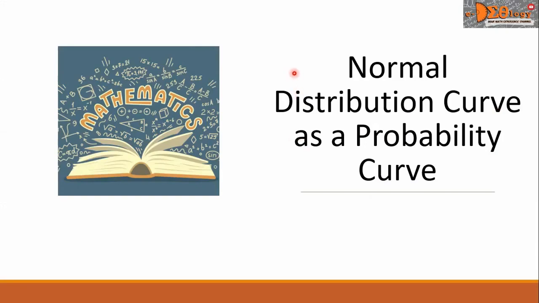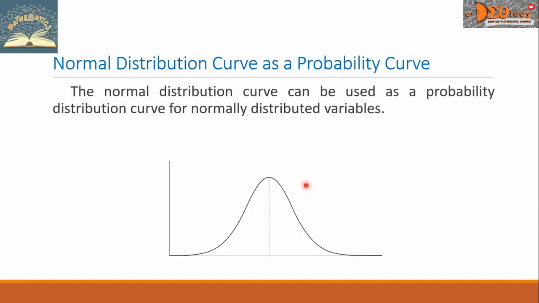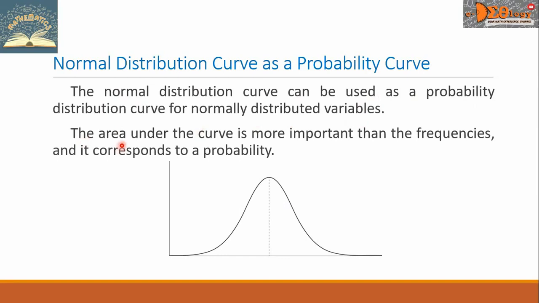Hi everyone. Today we're going to study normal distribution curve as a probability curve. The normal distribution curve can be used as a probability distribution curve for normally distributed variables. The area under the curve is more important than the frequencies, and it corresponds to a probability.